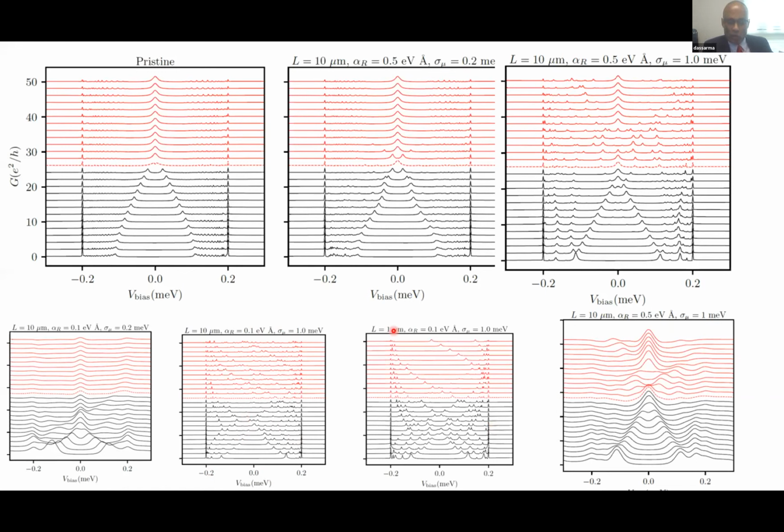This is a short wire and smaller spin-orbit coupling and large disorder. Now you have nothing, and unfortunately, I think this is what the experiments are now. Unfortunate but true. We have to deal with reality, right?